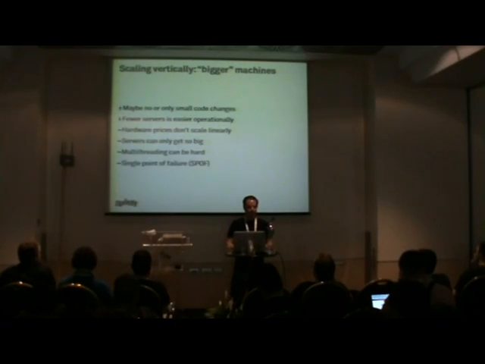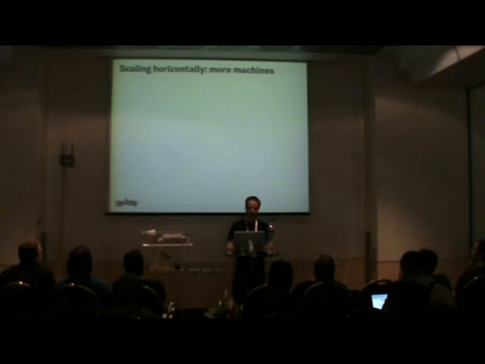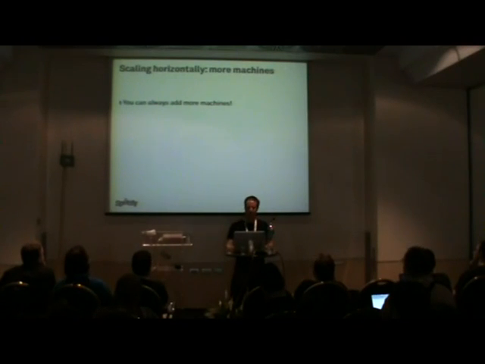And if you have just one machine, it's a single point of failure. Obviously, if it goes down, you lose everything. That's bad. So horizontal scalability is the other way to go, and I think really the only way to go past a certain point. You can always add more machines until you run out of money.